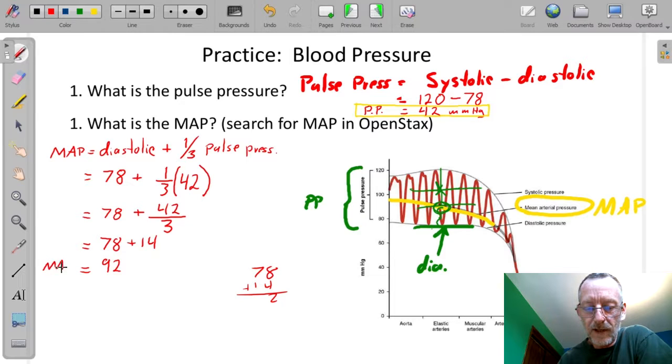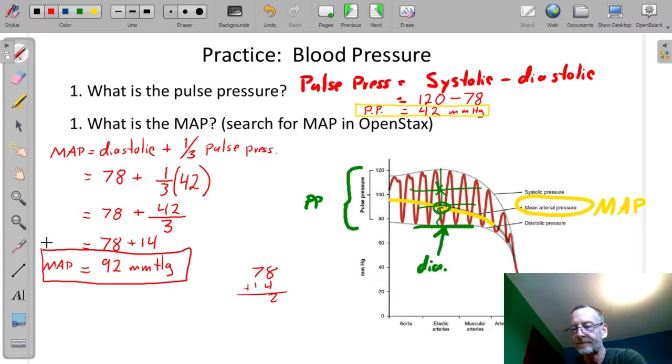That's our MAP, and that's in millimeters of mercury. Okay, not hard. Does that look reasonable? Is it somewhere between our minimum and our maximum? Well, our diastolic was 78. Systolic is 120. Yeah, it seems reasonable. So if our math was right, we'll go with it. Okay?